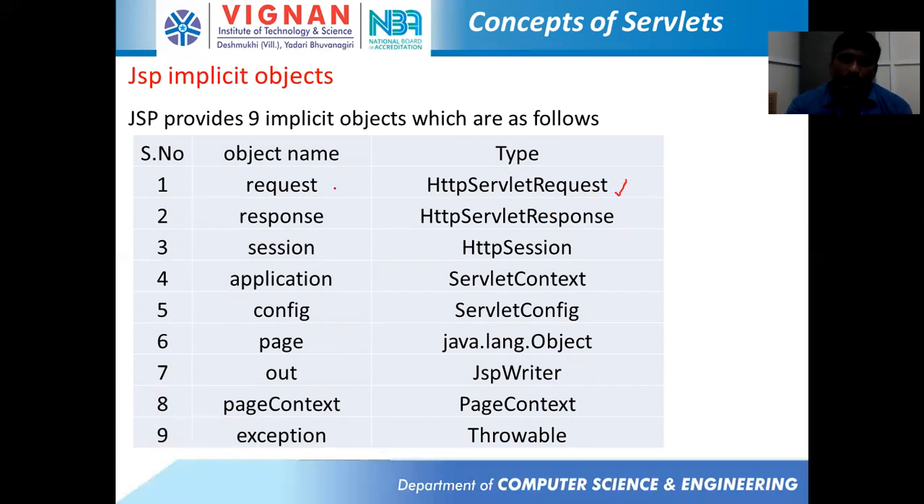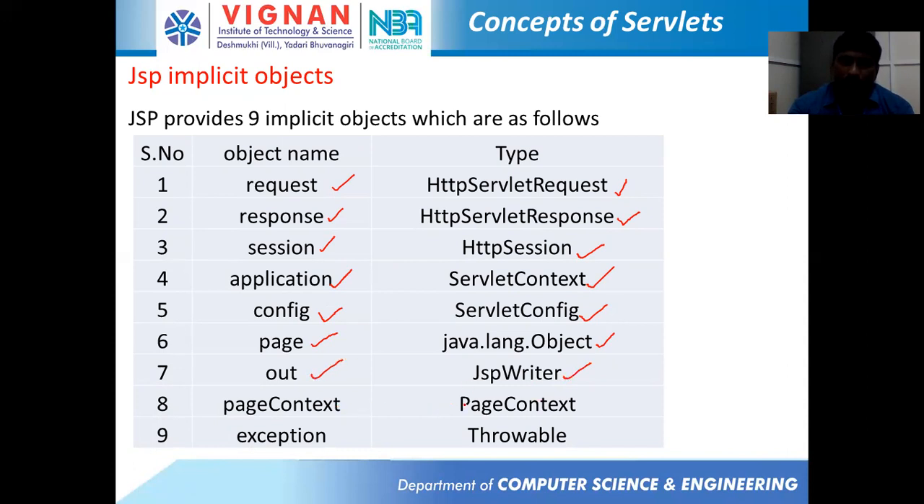Okay. So HttpServletRequest, if you want to use that, you simply use the request object in JSP. HttpServletResponse, just use the response object. And if you want to use HttpSession in JSP, just use the session object. ServletContext, the object is application. ServletConfig is config. And java.lang.Object is available as the implicit object page. And JspWriter is out. PageContext.